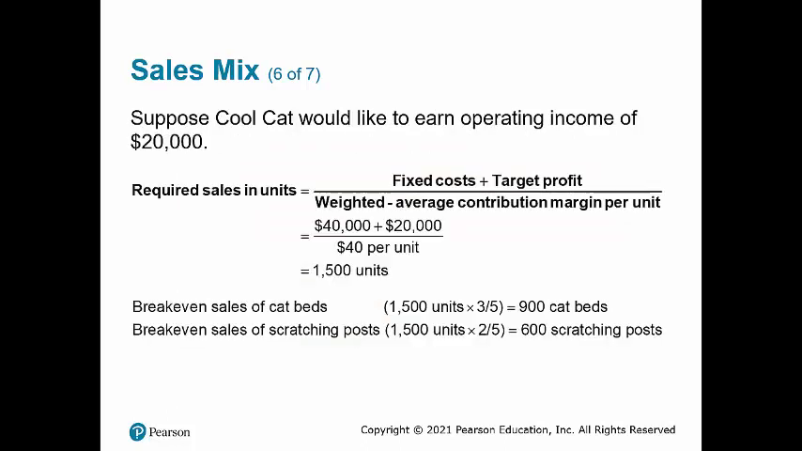Now let's say that Cool Cat wants to earn a profit of $20,000. We can calculate the required sales in units for that target profit. We take the total fixed cost of $40,000, add the target profit of $20,000, and we divide that $60,000 by $40 per unit, and we get 1,500 units. Then we can determine the number of cat beds and scratching posts by multiplying the 1,500 units by the sales mix of 3 to 5 and 2 to 5, and we get 900 cat beds and 600 scratching posts.